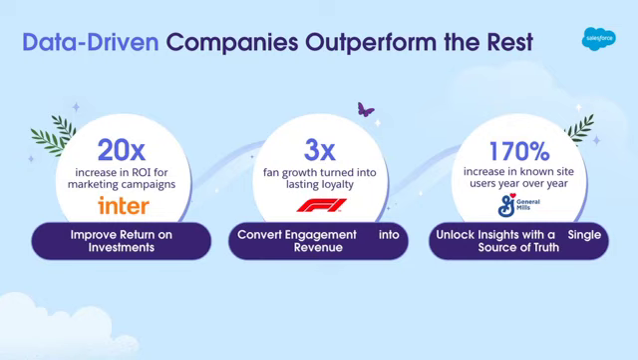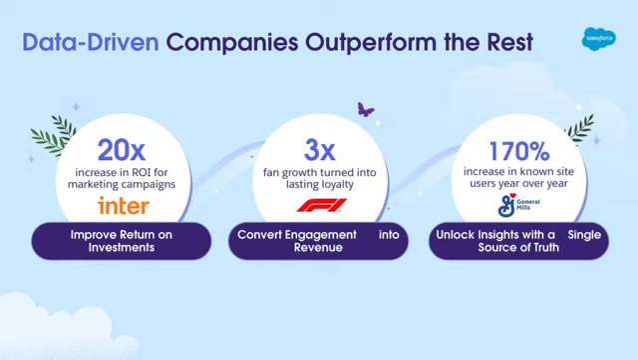Now, enter Formula One and General Mills. Those are great examples of customers who have used Data Cloud and really used that to propel their business. Inter was able to increase the ROI for their campaigns by up to 20 times. Formula One increased their fan base by 3 times, converting engagement directly into revenue by consolidating all of their data. And General Mills increased their known users by over 170% year over year with just having that single source of truth for their data. These are all real data-driven companies that are using their data inside of Salesforce to drive real results.